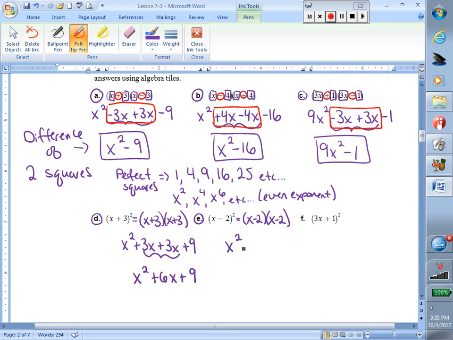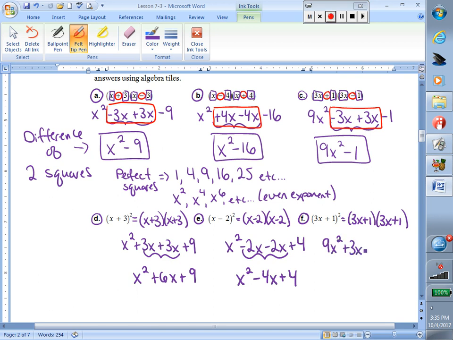So we should get an x squared minus 2x minus 2x plus 4. Combine those like terms, and we have a trinomial for our end result. Same thing in letter F. 3x plus 1 times 3x plus 1. Use any of the 3 methods you would like to finish that off, to do the multiplying. We'd get 9x squared plus 3x plus 3x plus 1. Combine your like terms.